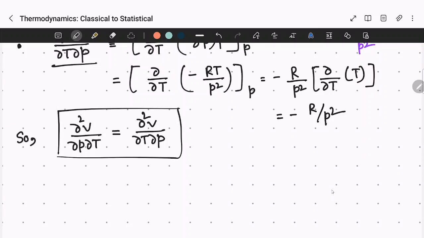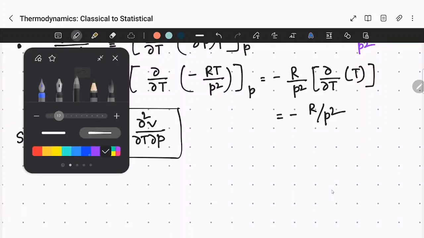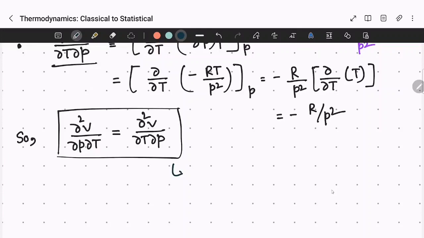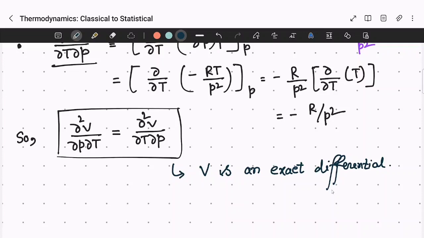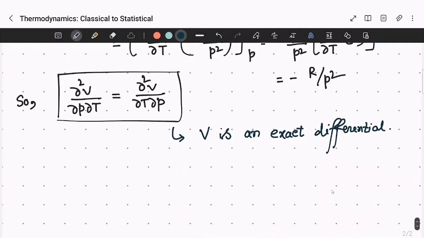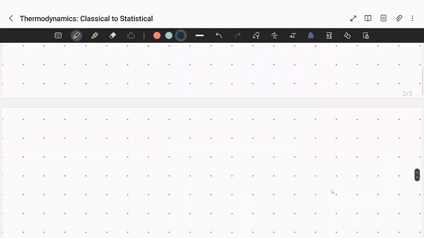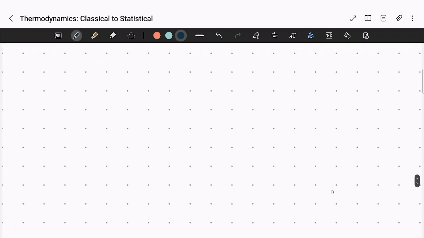Clear. So from here we can conclude that V is an exact differential. But this should be, because V is a state function, and we already know that any state function will follow Euler's relation, that means it will be an exact differential. Okay. So now going to the third question.